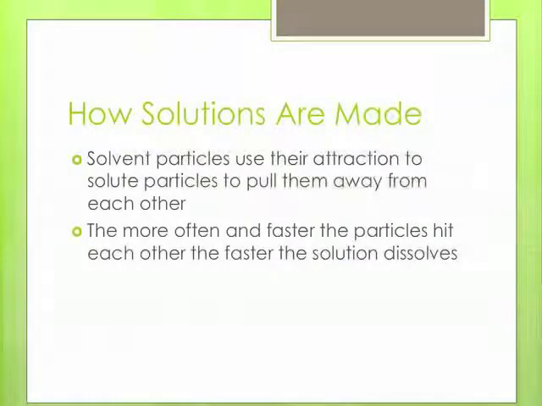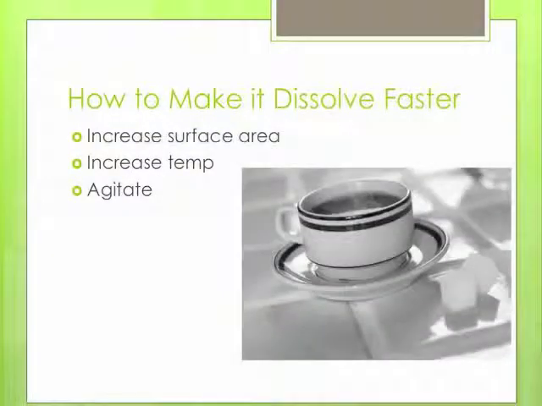When you make a solution, the solvent particles use their attraction to solute particles to pull them away from each other. And the more often and faster the solvent particles hit the solute particles, the faster the solution dissolves. So to make a solution dissolve faster, you can do three things. You can increase the surface area. That means have more of the substance be on the surface. And generally increasing the surface area means making a smaller particle.